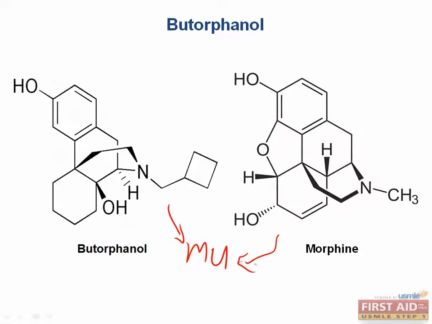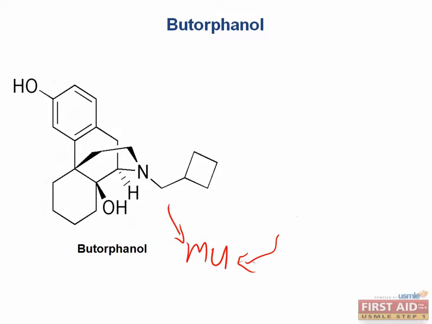So what happens? Well, in the presence of a full opioid agonist, butorphanol competes for mu receptors with morphine, but it isn't as good at activating the G protein coupled receptor, so there's less of an opioid effect. Taken to the extreme, this can cause withdrawal symptoms if the patient was previously taking a full opioid agonist.